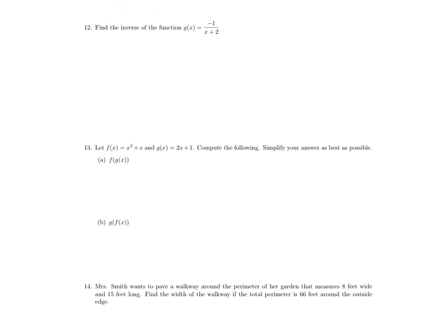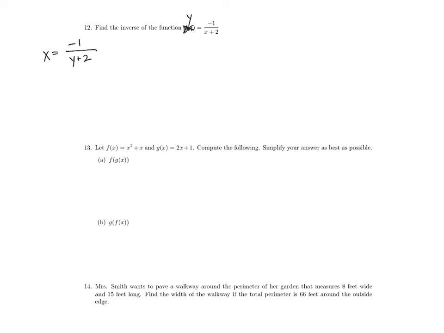Number 12. Find the inverse of the function g of x is equal to negative 1 over x plus 2. To find the inverse of a function, the first thing I like to do is rewrite the function value here with a y, and then you interchange the x and the y. So this is going to look like x is equal to negative 1 over y plus 2. So you switch around the x and the y, and then you solve for the new y.